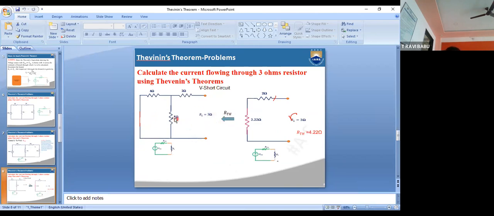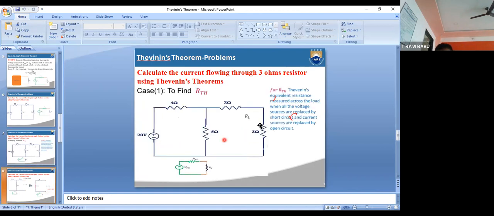So 4 ohms and 5 ohms are in parallel. That value will be 2.22 ohms. So this 2.22 is in series with the 2 ohms resistor. So RTH will be 4.22 ohms. So this is our RTH value, 4.22 ohms. Here I am replacing it with 4.22 ohms.